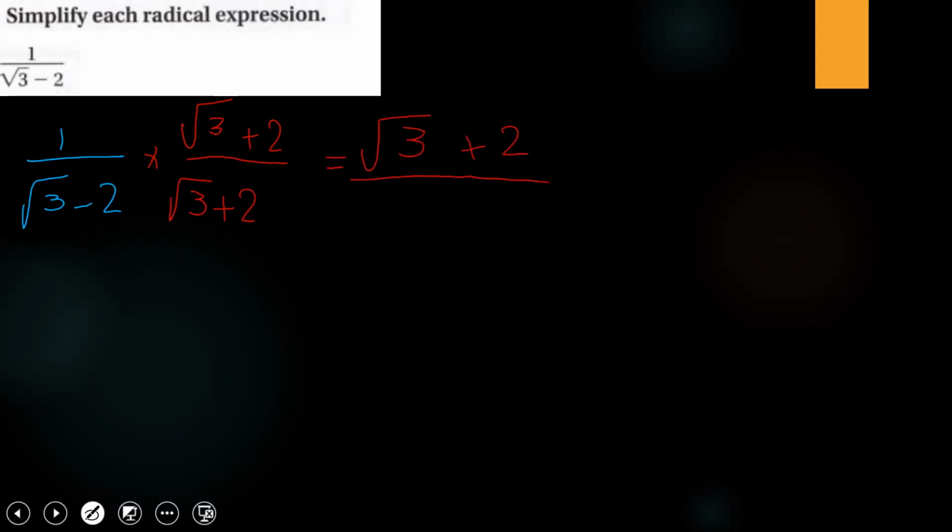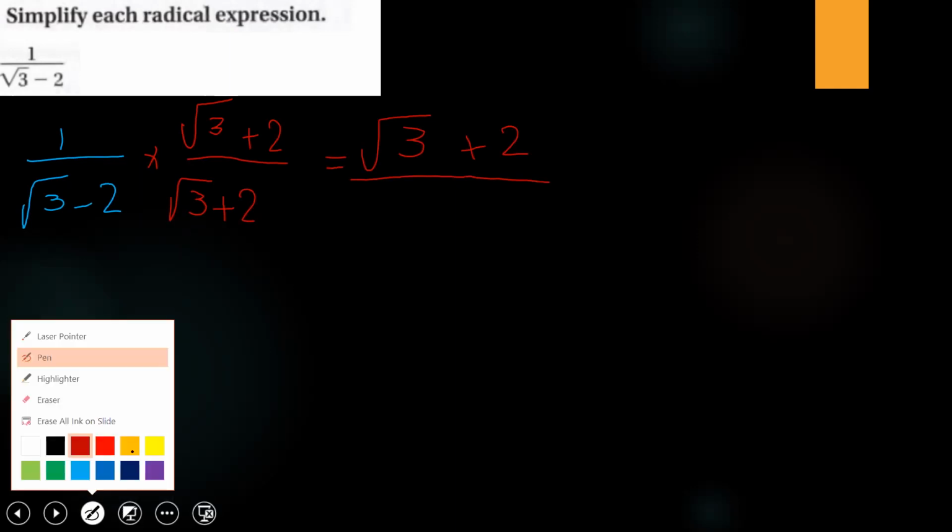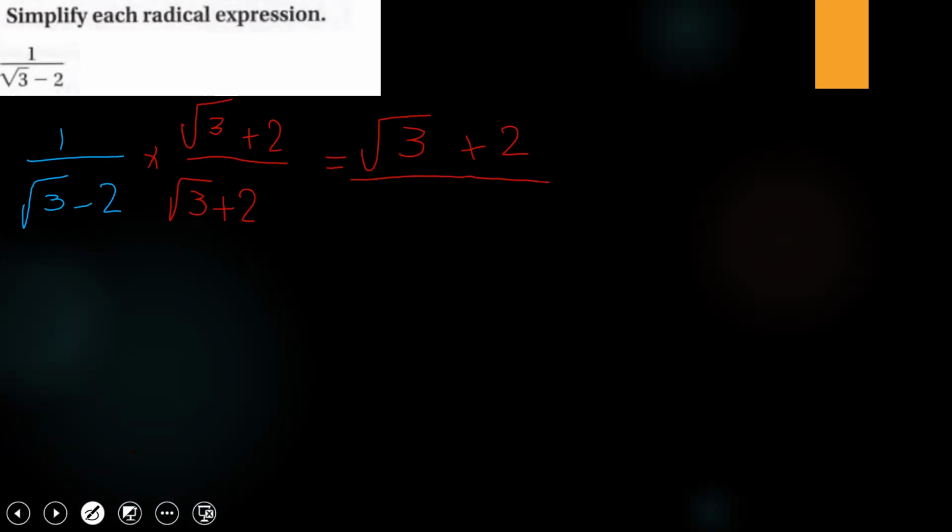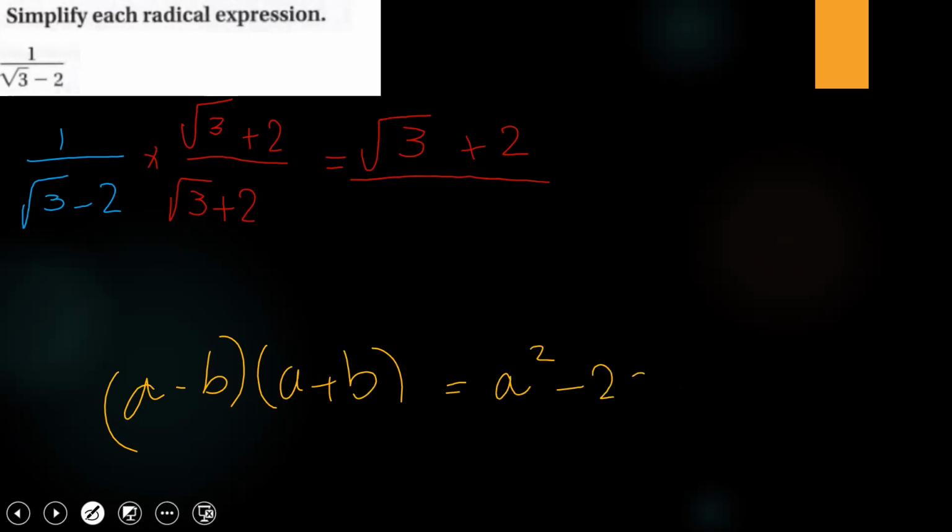Over. Look at now the denominator. Here we have square root of 3 minus 2 times square root of 3 plus 2. It's like a minus b times a plus b. When you multiply them, we get a squared minus 2ab plus b squared. So here we have the same: a minus b times a plus b, where a is the square root of 3 and b is 2.